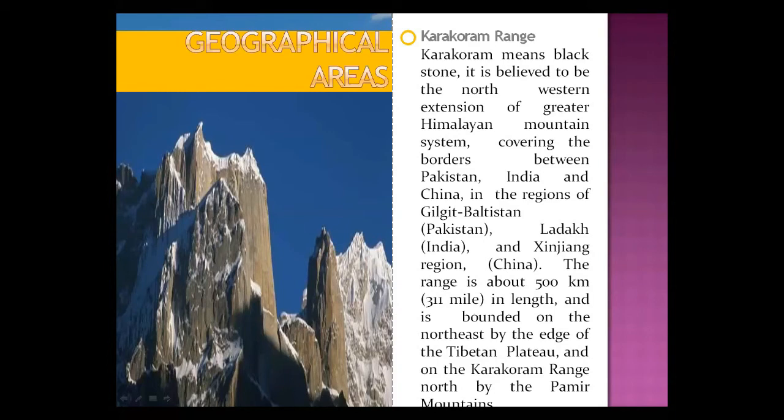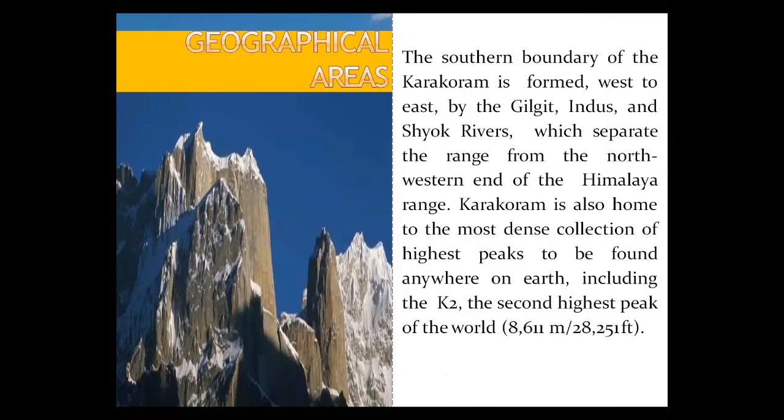Ladakh, India and Xinjiang region in China. The range is about 500 kilometers in length, and is bounded on the northwest by the edge of the Tibetan Plateau and the Karakoram Range, not by the Pamir Mountains. The southern boundary of the Karakoram is formed by the Gilgit and Indus Rivers, which separate the range from the northwestern end of the Himalaya range.